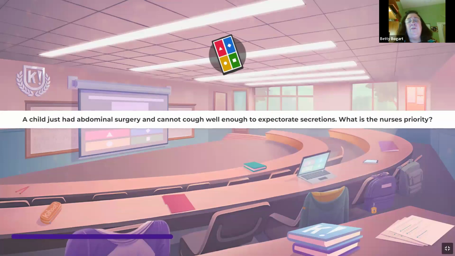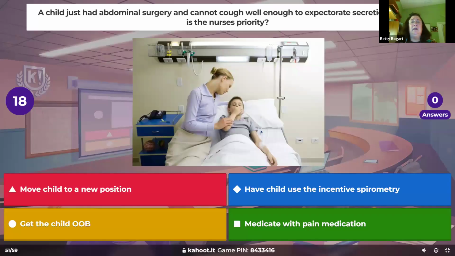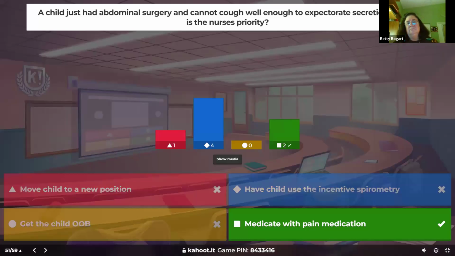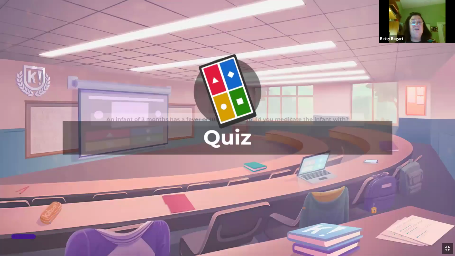A child just had abdominal surgery and cannot cough well enough to expectorate secretions. What is your priority? If they don't expectorate secretions, they're going to have lung problems. So how can you make that kid cough? You're going to medicate that kid for pain. Then you're going to get them up out of bed, use incentive spirometry, reposition them, and they're going to cough and everything will be fine. You're not going to cough if your tummy hurts and you don't have pain medicine. So use the pain medicine and distraction too, right?